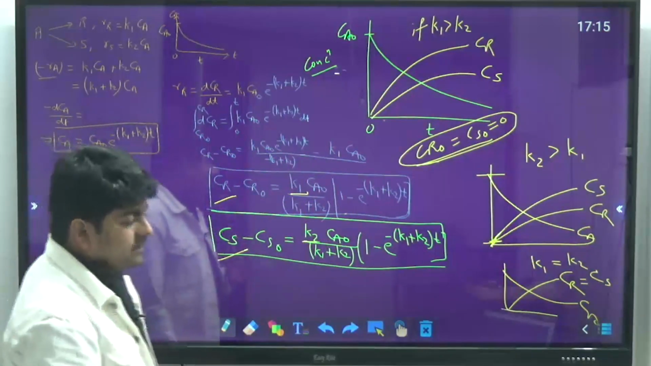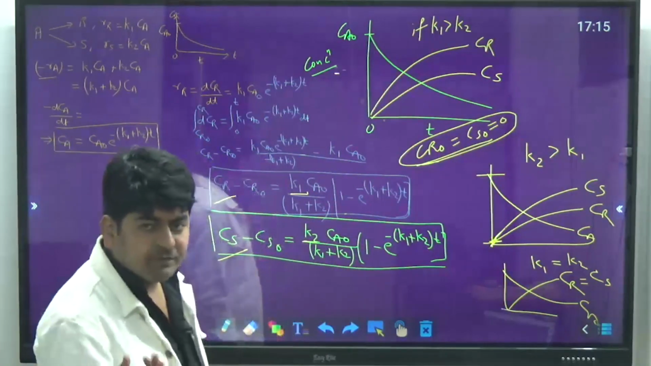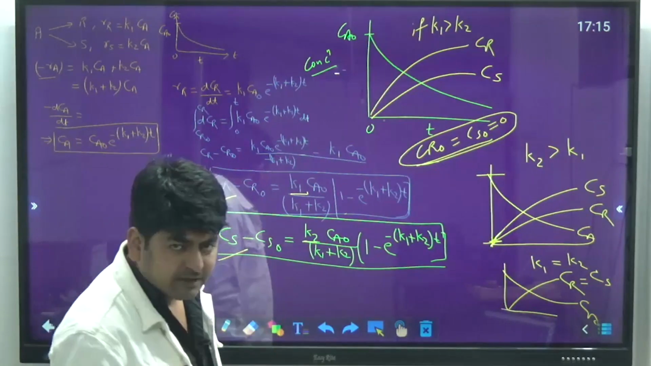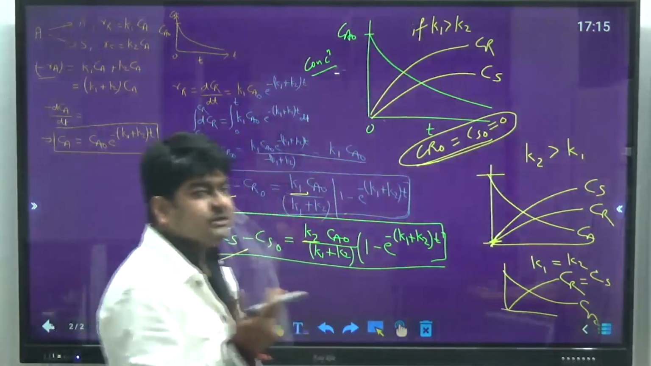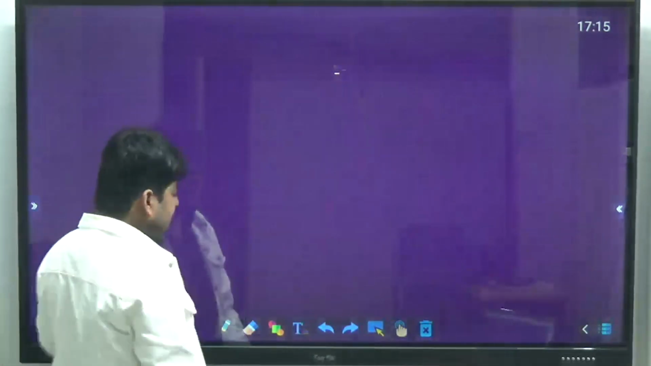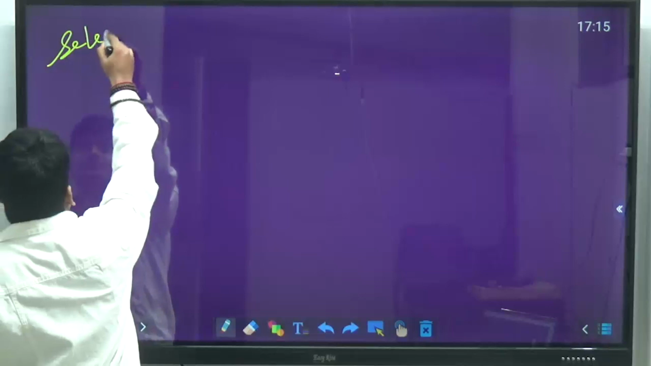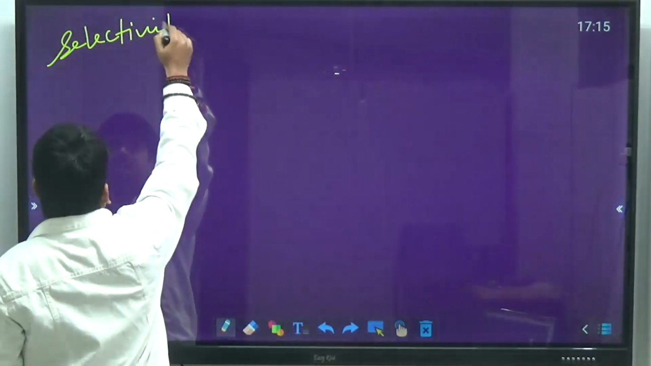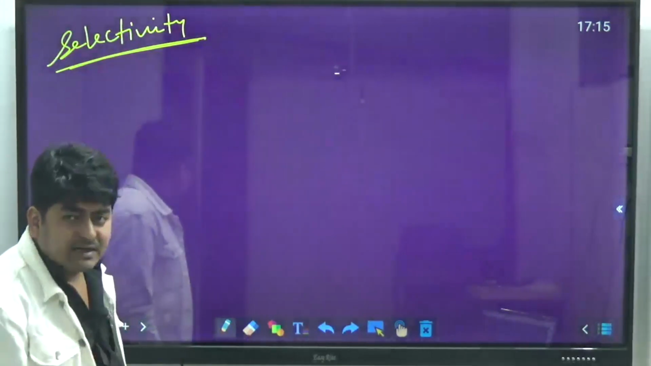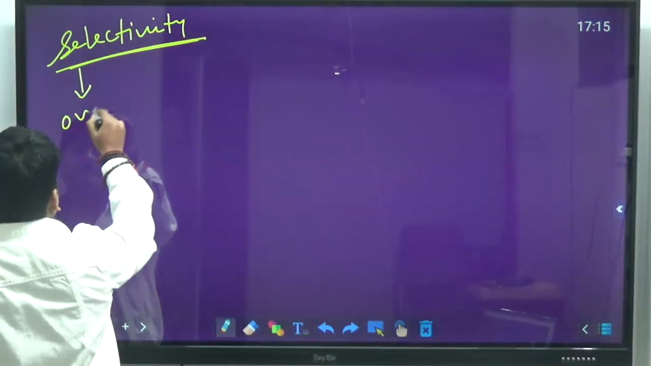Next, if I talk about the designing: for the designing of parallel reactions, we use a few tools, a few parameters known as selectivity and yield. Mainly selectivity, that is used for the optimization of the reaction. Now let's talk about the selectivity. For parallel reactions, we can classify the selectivity in two ways.